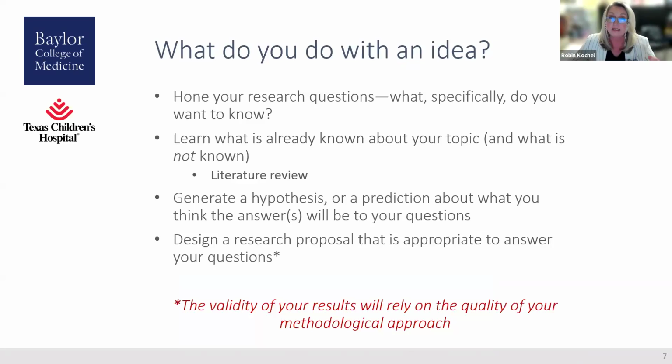So once you have an idea, what does an investigator do with it? Well, the first thing is that they're going to want to hone their research questions. So you need to be very specific and identify what exactly you want to know. Once you know what your topic is, you need to learn everything that is already known about your topic and then what is not known.